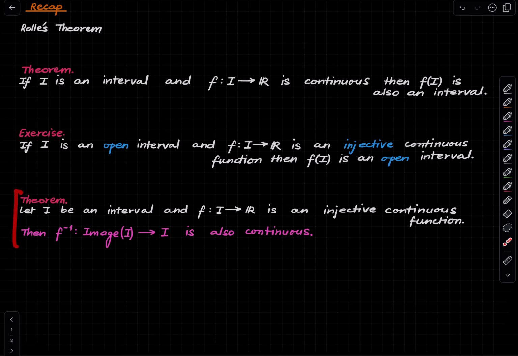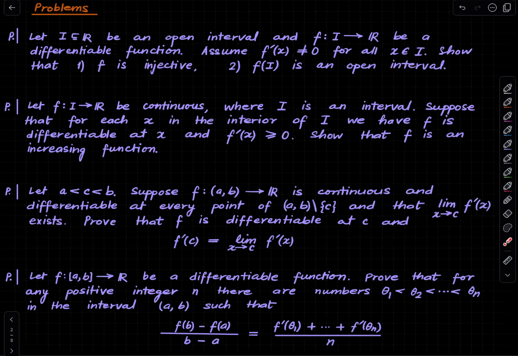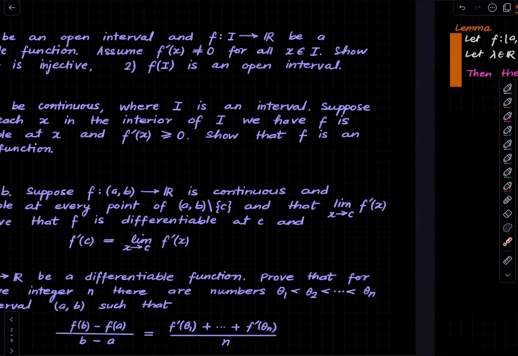Lastly, there is a theorem that we proved earlier: again, we have an interval I, and we have an injective continuous function defined on this interval. Then the inverse is also continuous. So the image of I is also an interval, that's okay, and the inverse is also a continuous function. Here are some problems for practice. And now let us get started.